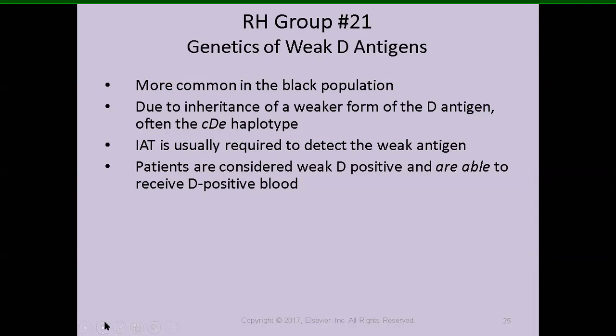Okay, so let's talk a little bit about how someone inherits the weak D antigen. Research has shown that it actually is more common in Blacks, and it's due to inheritance of a weaker form of the D antigen, often due to the little c, big D, little e haplotype.